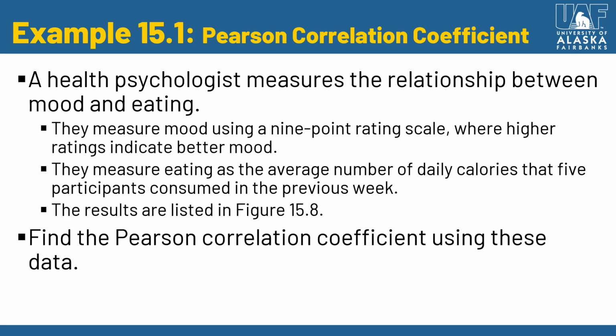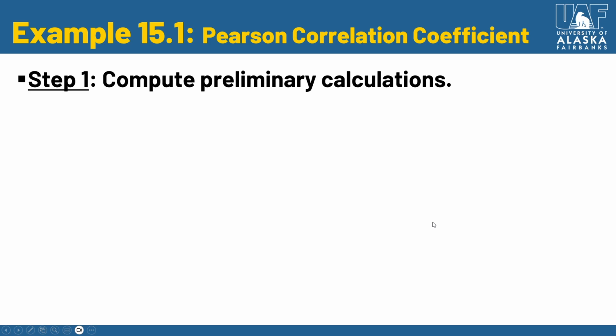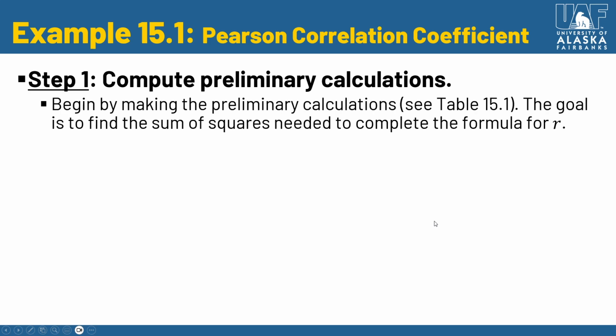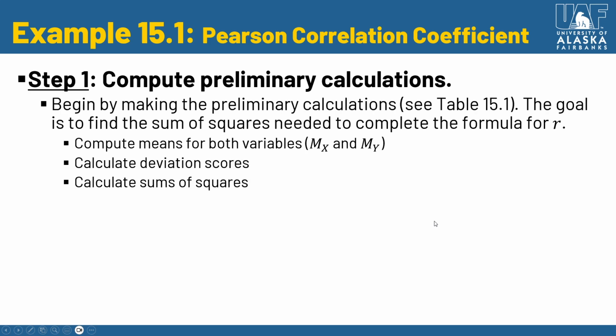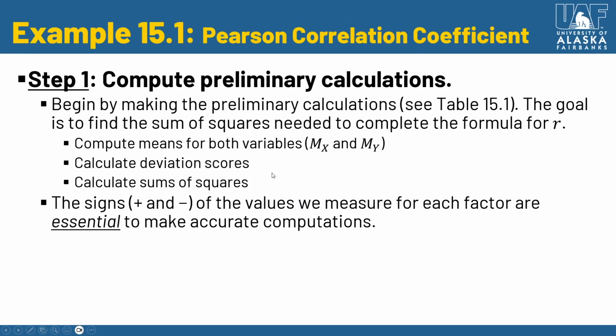Okay, so we got the results on the next slide. That's what we want to do a correlation on. You can see here we have mood, we have eating, we have our graph. I'd like you to think first off, is this going to be positive or negative based off what you see here? The answer should be that it's going to be negative, based off the slope of the line. So let's do this. First, we have some steps. First, compute preliminary calculations. We'll just jump right into this table here.